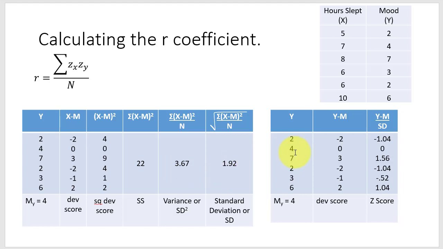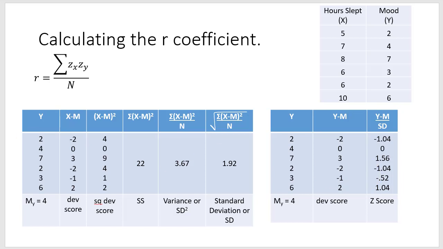Once we have the standard deviation, we can then calculate the z-score for all of our mood units. So if you had a mood of 2, that was 2 mood units below the mean, which leaves us with 1.04 standard deviations below the mean. So if you had a mood of 2, you were negative 1.04 z-scores, or 1.04 standard deviations below the mean. We did that for each of our values.